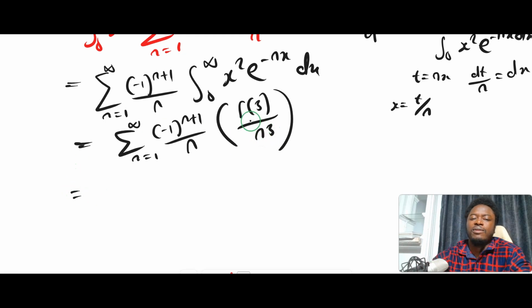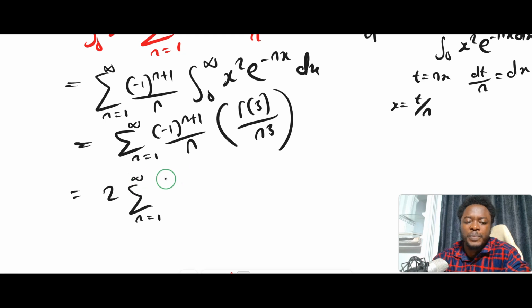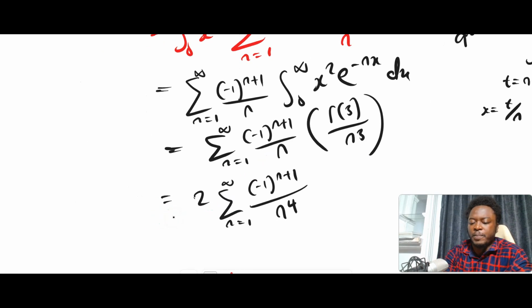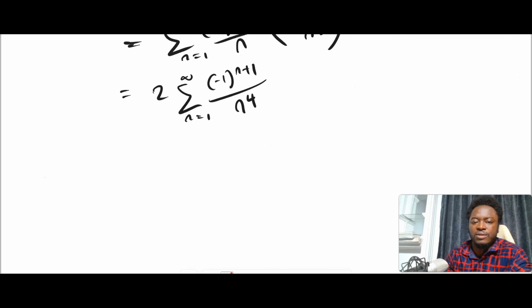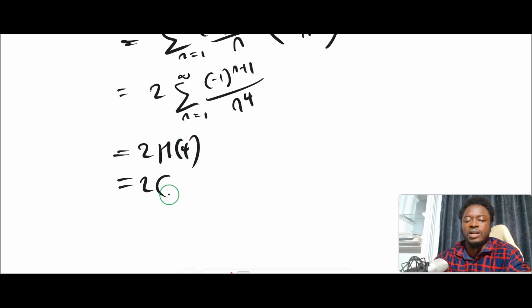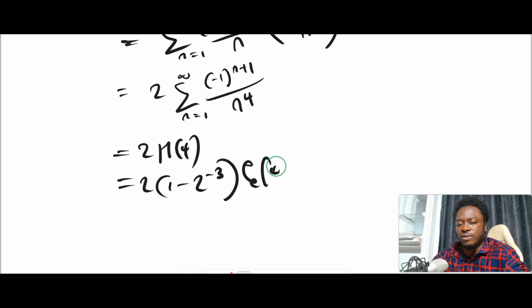So now gamma of 3 is 2. So this will be twice the sum as n runs from 1 to infinity of negative 1 to the n plus 1 all divided by n to the fourth power. And we could write this as twice eta of 4. And eta of 4 has a representation: this is twice 1 minus 2 to the negative third power times zeta of 4.